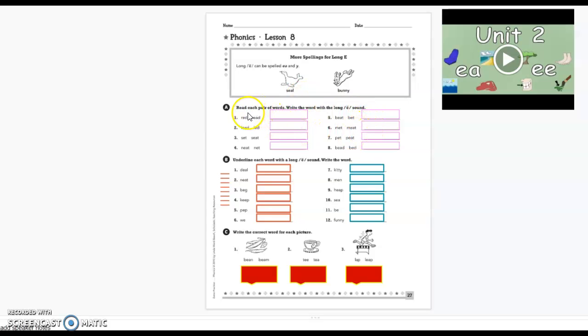So for part A, we're going to read each pair of words and we're going to write the word with the long E sound. So the first one is red with one E, red. And the second one is read with that E-A sound, reed, reed. So the long E sound is read, R-E-A-D. So you're going to type it right there in that box. And you're going to do the same thing for all of these.